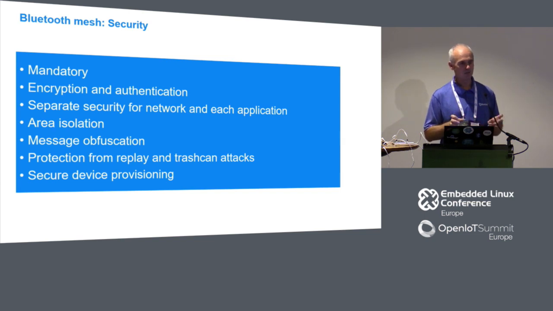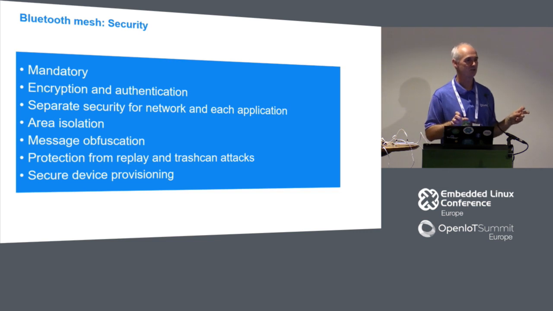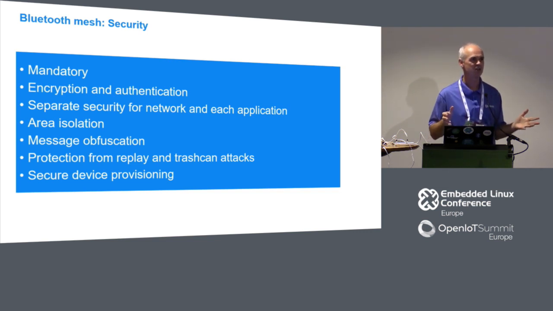And you'll equip them with keys specific to that application. But what it means is that network services like relaying can be carried out by any device because they have the network key, which allows them to decrypt part of every PDU, but something like a light cannot decrypt messages associated with the air conditioning system. It has no business knowing about that application layer stuff, and it can't know it because it doesn't have the right keys. We can also do things called area isolation.